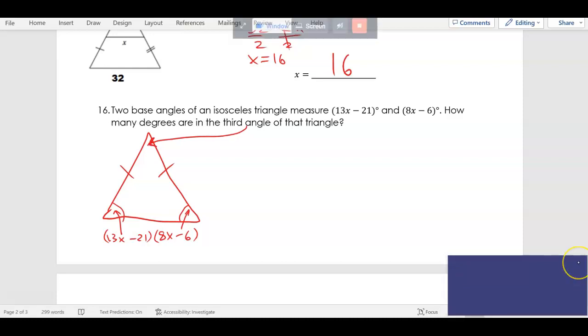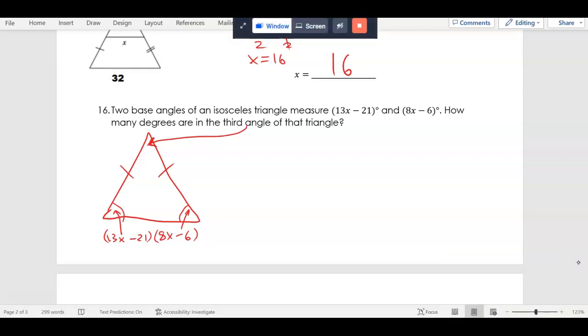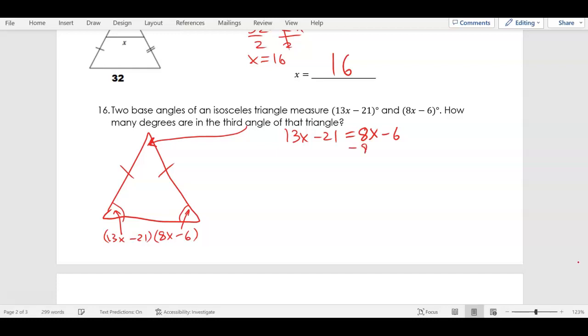Okay. So what we want to do is take each of those angles, set them equal. So 13x minus 21 equals 8x minus 6. Now, x is on both sides, so we get rid of the smaller x, minus 8x, minus 8x. 13 minus 8 is 5x, minus 21 equals 6. Let's get rid of this loner, minus 21, so plus 21, plus 21.